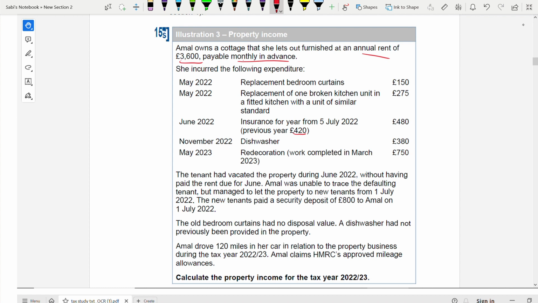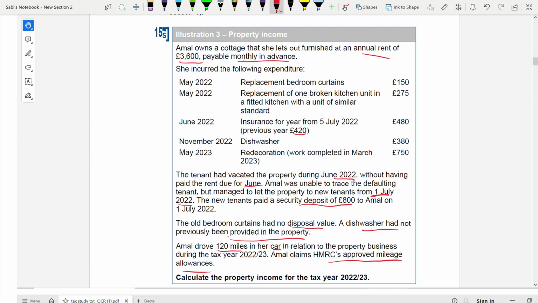Now, the tenant had vacated the property during June 2022 without having paid the rent for June. AML was unable to trace the defaulting tenant but managed to let the property to a new tenant from 1st of July 2022. New tenant paid a security deposit of 800. The old bedroom curtains had no disposal value. Dishwasher had not previously been provided in the property. AML drove 120 miles in her car in relation to property business during the year. Claims approved mileage allowance. It's a lot of work that is required here.